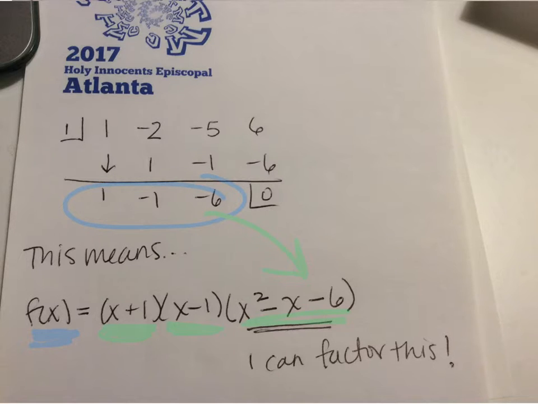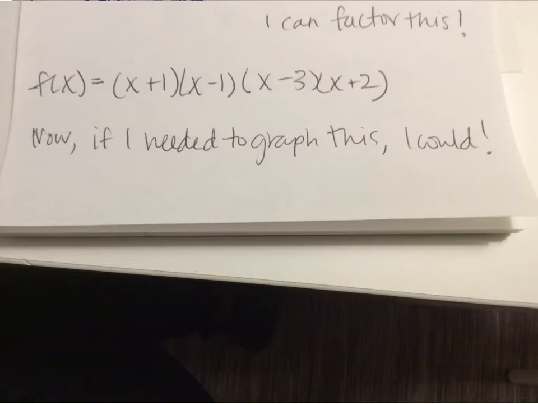Once I have it to a quadratic, which I do, x squared minus x minus 6, I could just check to see if I can factor it, and I can. I know -3 times 2 equals -6 and adds to be -1. So in fully factored form, I get x plus 1 times x minus 1 times x minus 3 times x plus 2.